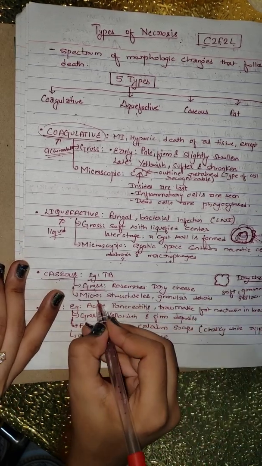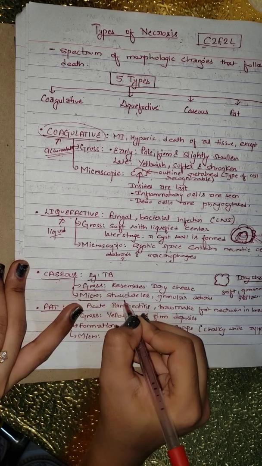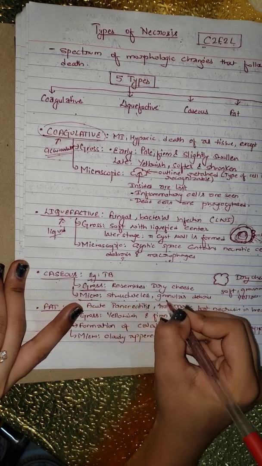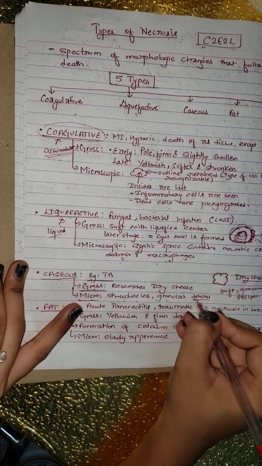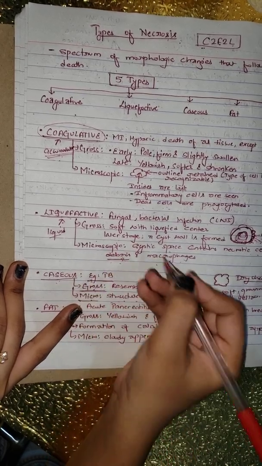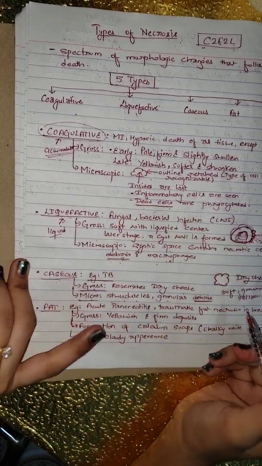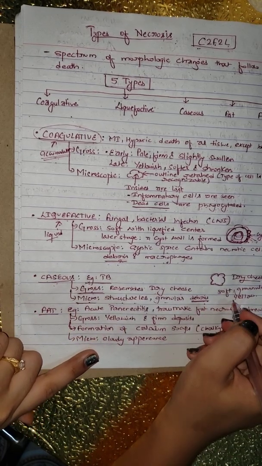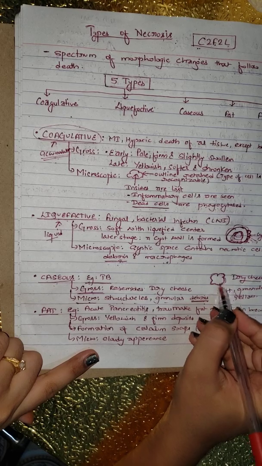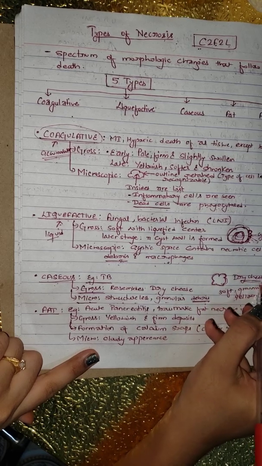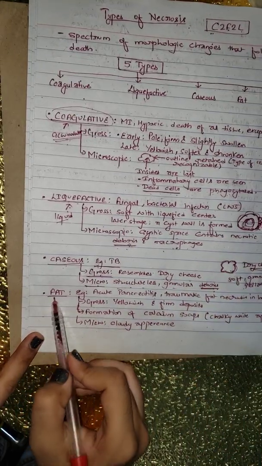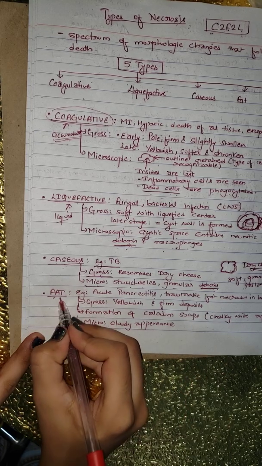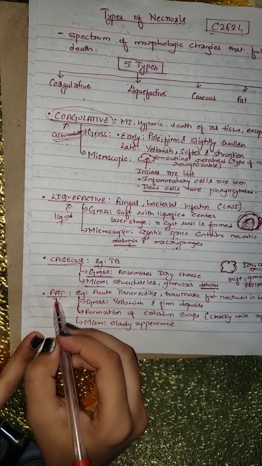And also in microscopic examination, the cells are structureless with granular debris. Of course, you can see debris and dead cells here. We can easily write these things everywhere. So debris are also found here, and the structure is dry cheese. We should not forget this. And next type is fat necrosis.